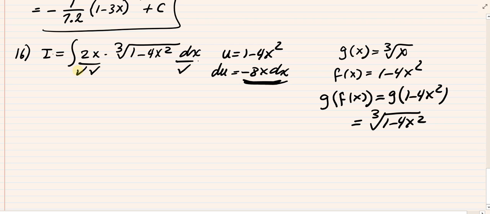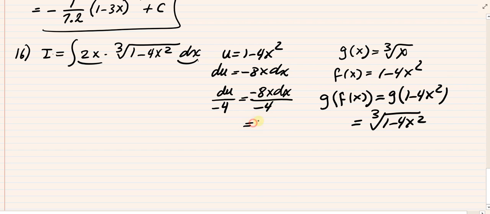Okay, so if you want to build the integrand, you can multiply the integrand inside by negative 4 and outside by negative 1/4. But remember, I like to build to what's in the integrand, right? So I'm going to divide both sides by negative 4. And if you look at the right side, I have what? 2x dx, correct? And that's precisely what the integrand has. So instead of 2x times dx, we can replace it by 1/4 du.